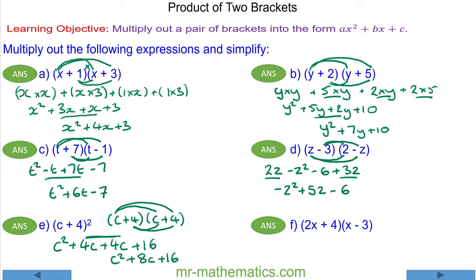And for question F, finally, we have 2x multiplied by x. So 2 times 1 is 2, and x times x is x squared. 2x times negative 3, which is negative 6x, because 2 times 3 is negative 6. And then 4 times x, which is 4x, and 4 times negative 3, which is negative 12. Negative 6 plus 4 is negative 2, so negative 2x minus 12. 2x squared minus 2x minus 12.